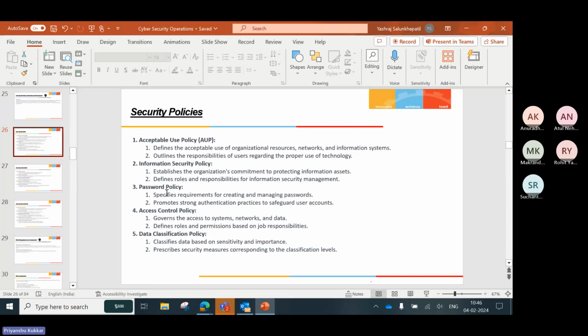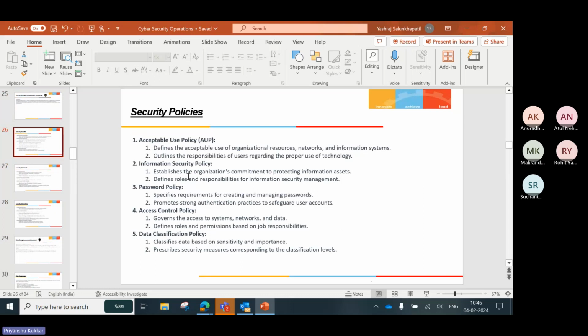So again, this is not an exhaustive list. I have given you an idea of 5. There may be 10 that an organization implements. There may be more specific points in those 10s that the organization implements. Okay, let's quickly go through this.